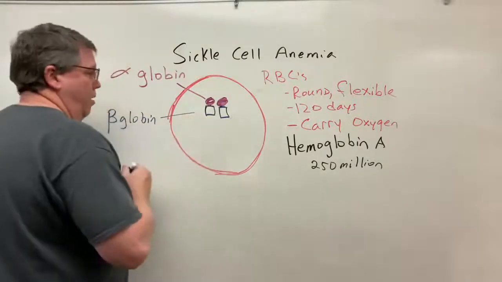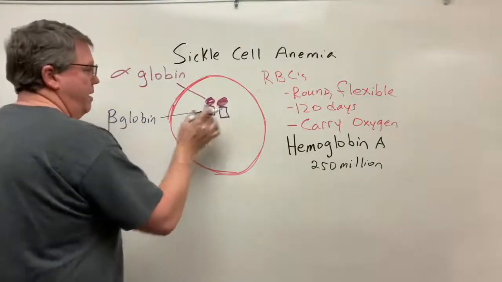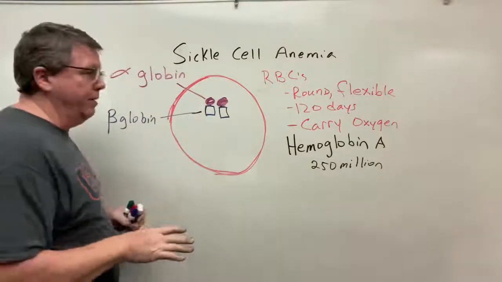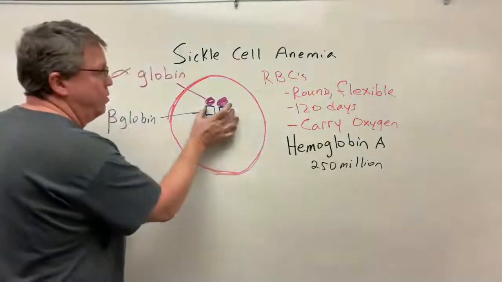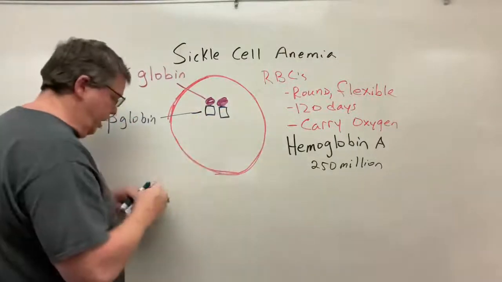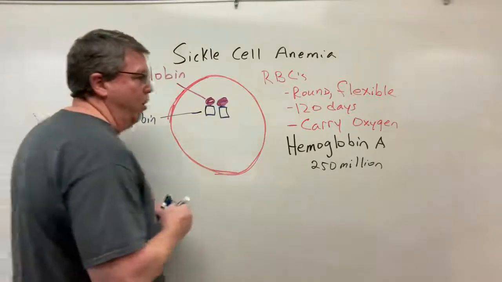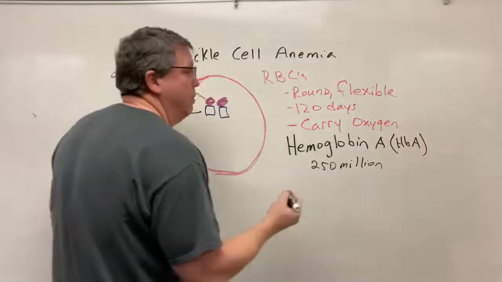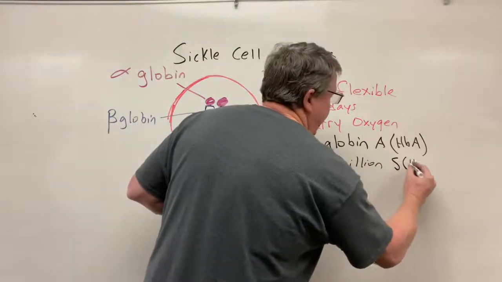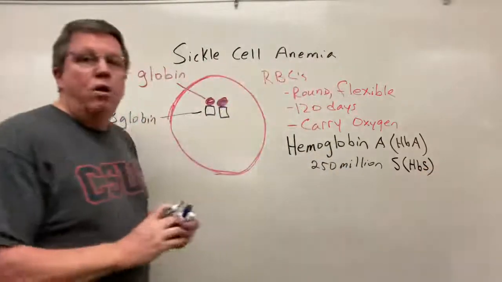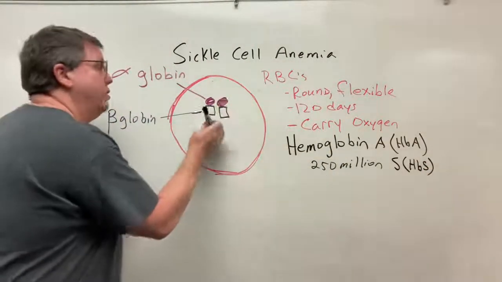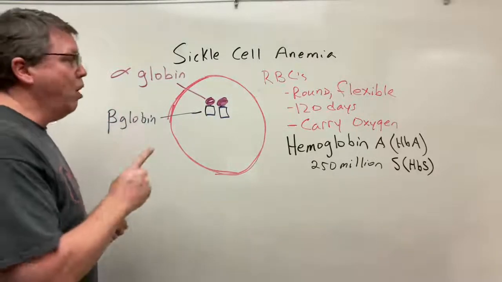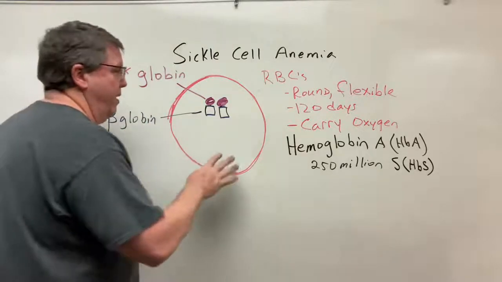For the most part, this can still carry oxygen throughout the body. Oh, the one thing I forgot to say: now that we have this mutation and the change in shape, we no longer call this hemoglobin A, which by the way is abbreviated HbA. We now call it hemoglobin S, abbreviated HbS. For the most part, it can still carry oxygen and still function normally, but the problem is going to arise a little bit later on, and we'll talk about that.